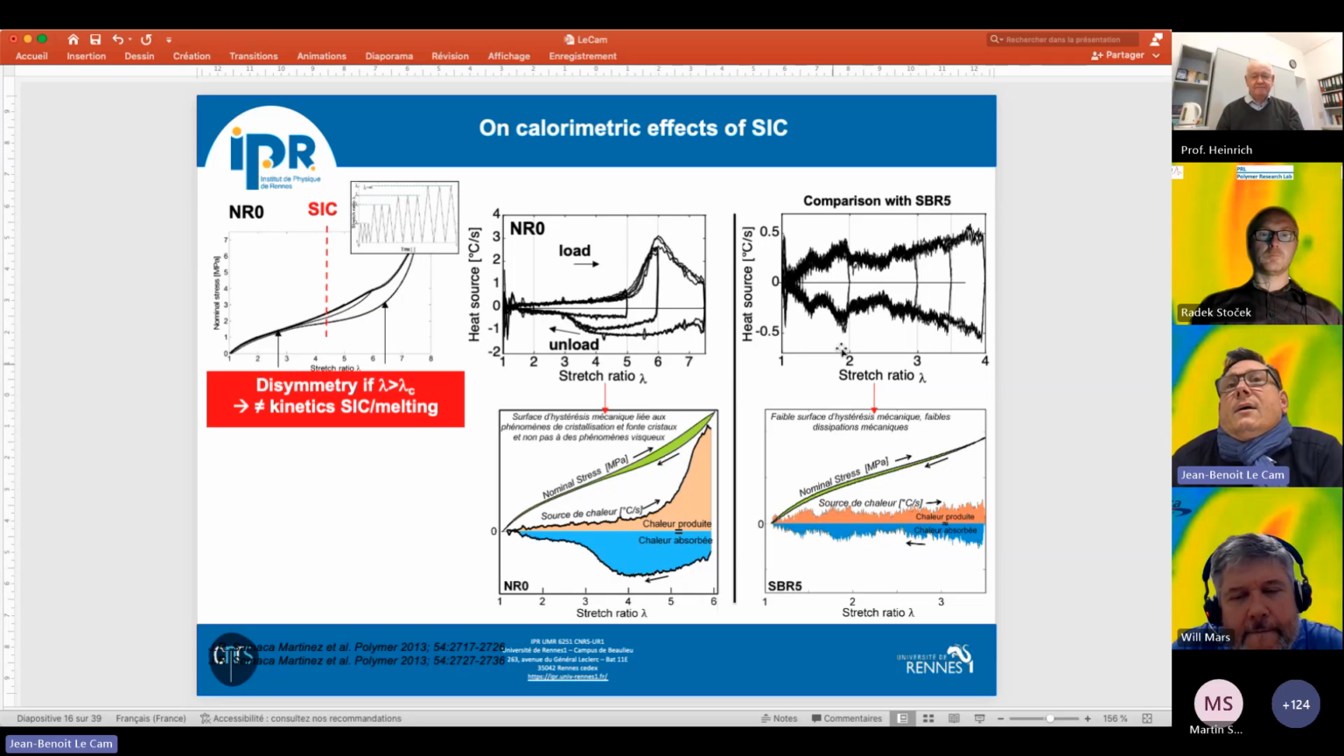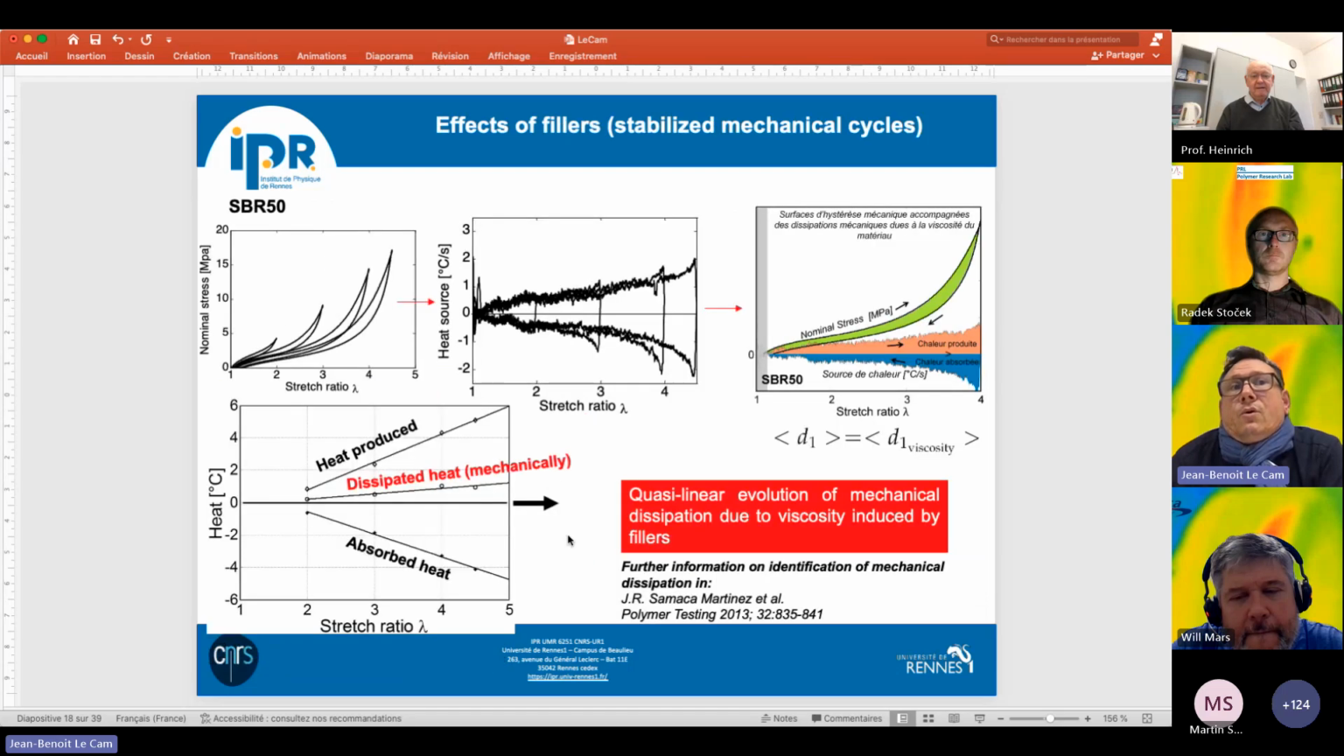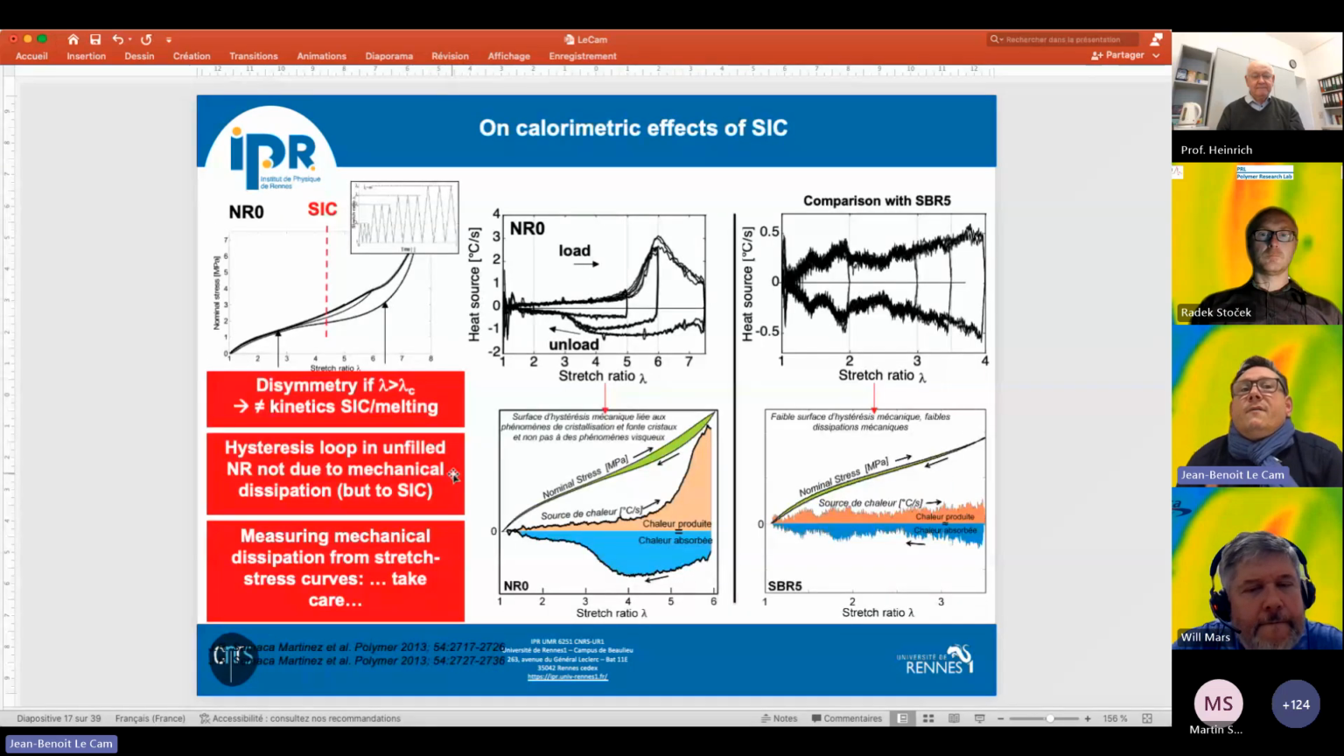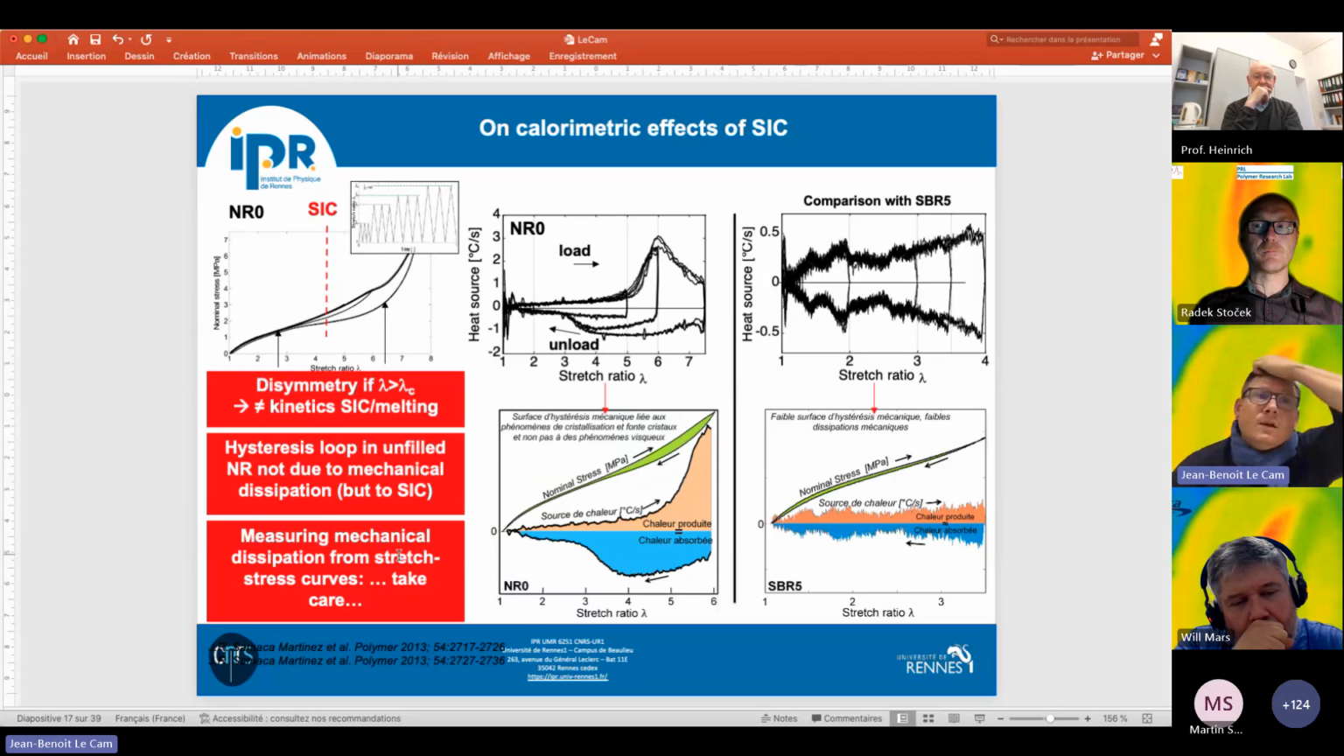So the conclusion is that you can have a hysteresis loop in unfilled natural rubber that is not due to mechanical dissipation, and that is only due to strong changes in the microstructure, typically the strain-induced crystallization. And so, of course, we have to take care when we want to measure the mechanical dissipation from the stress curves.